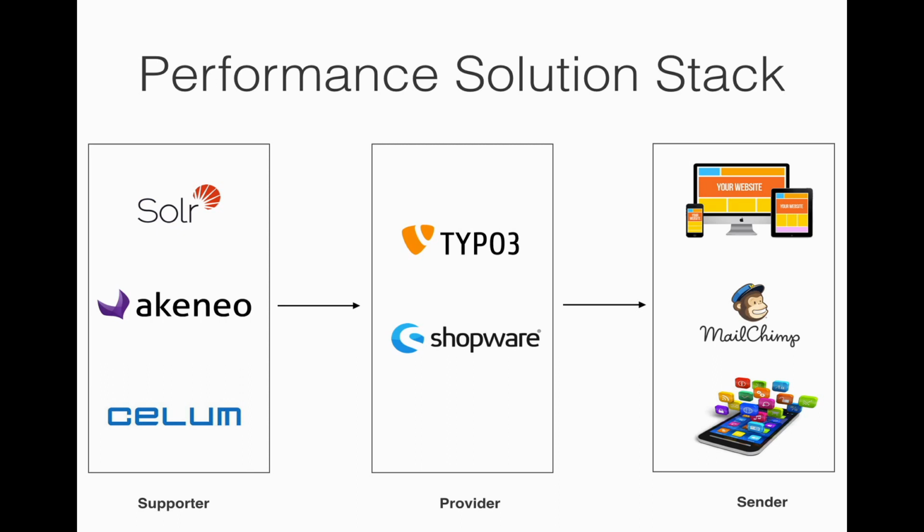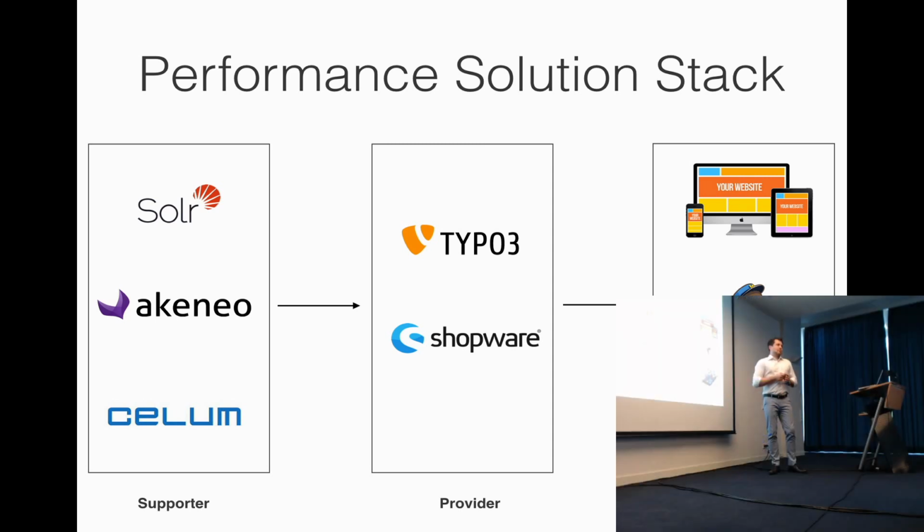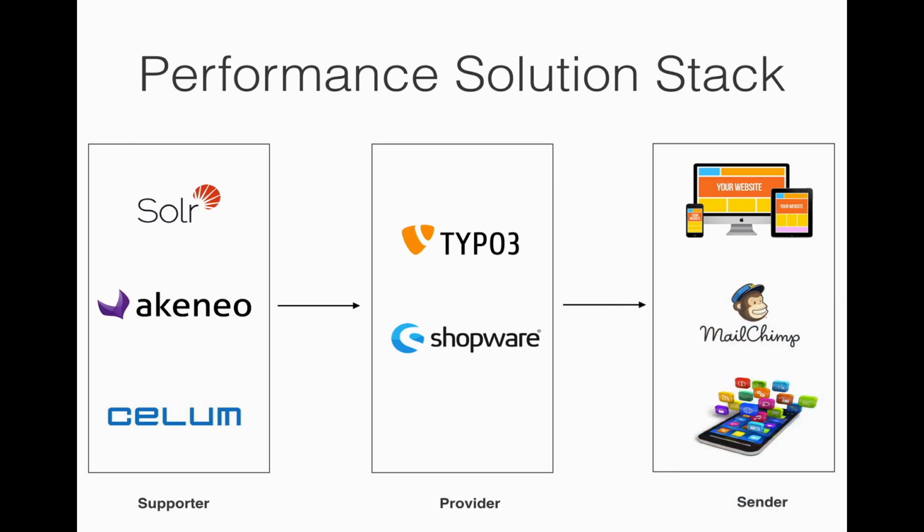This is TYPO3, and in this case Shopware as a shopping system. They both together will provide the info for the website, for email campaigns, and for your apps. We have to support this, and all of this needs to work together as a full performance solution. Because if we do a really good job with TYPO3 but a poor job with the e-commerce system, and they don't work together perfectly, at the end we will not provide a good solution.